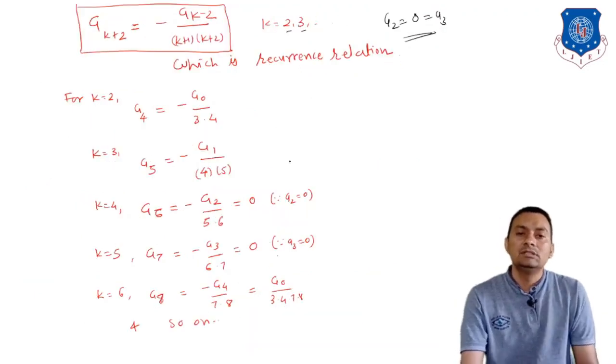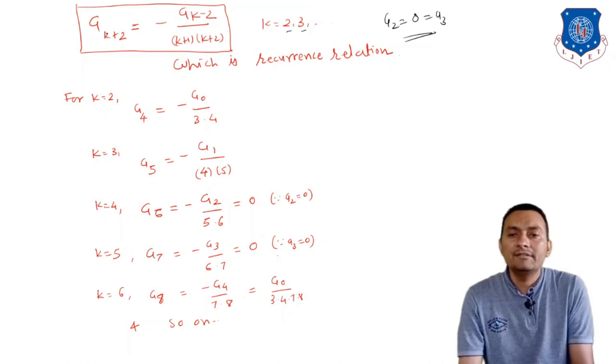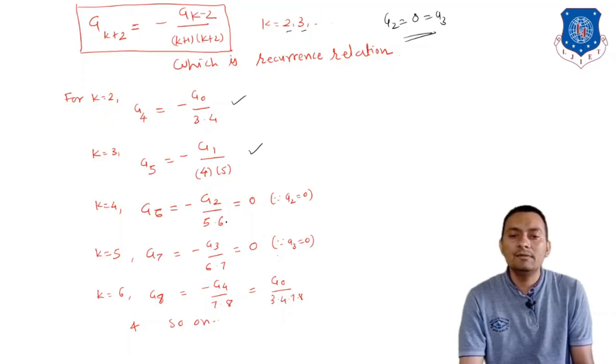Now put k equal to 2 here, so we get a4 equal to minus a0 divided by 3 into 4, that is 2 plus 1 is 3 and 2 plus 2 is 4. This is the first, a4. k equal to 3, so we get a5 equal to minus a1 divided by 4 into 5. Again, this is a5. k equal to 4, so a6 equal to minus a2 divided by 5 times 6, that also you can verify.